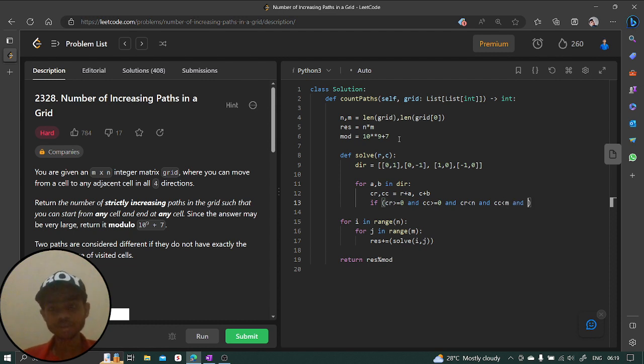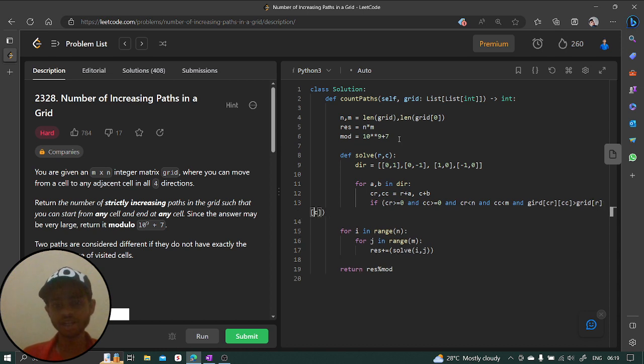And one more thing we have to check is that it should have a greater number than the current one, right? So we can say grid of current row, current column should be strictly greater than grid of row and column, and here I have to make grid, right? So if it is the case, only then you come to this particular condition, and you can say fine, we got one more thing, so we're going to add it into our result, right?